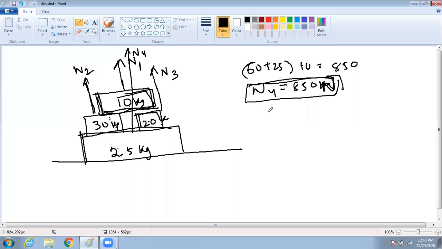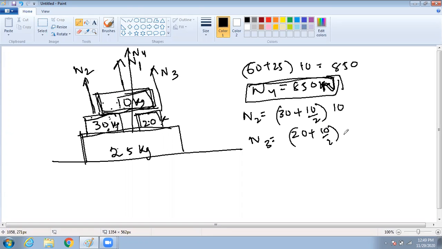Okay, next. Now look, the problem is N2 and N3. Remember, N2 is actually taking the weight of 10 kg, but not the total 10 kg. Half here, half here. So N2 will be 30 plus 10 by 2 into 10, and N3 will be 20 plus 10 by 2 into 10. So this will be what? How much? 35 Newton. And this will be 25 Newton.